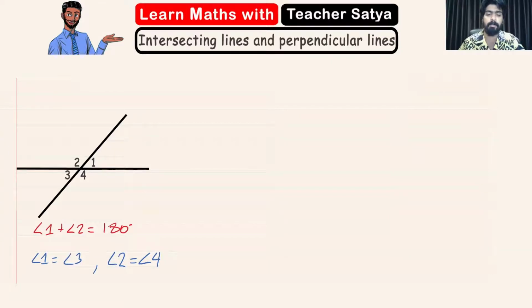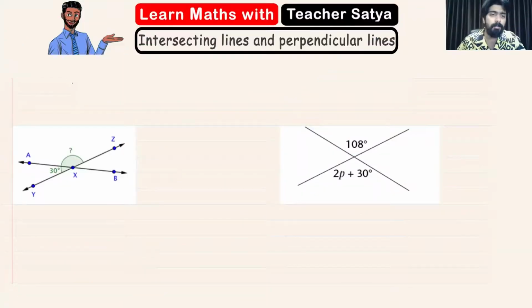Alright, guys. Now, perpendicular lines are also intersecting lines, but the only difference is all of its angles will be right angles. What it means is that all of the angles will be 90 degrees. Now, let's go ahead and solve some questions from what we learned just now.